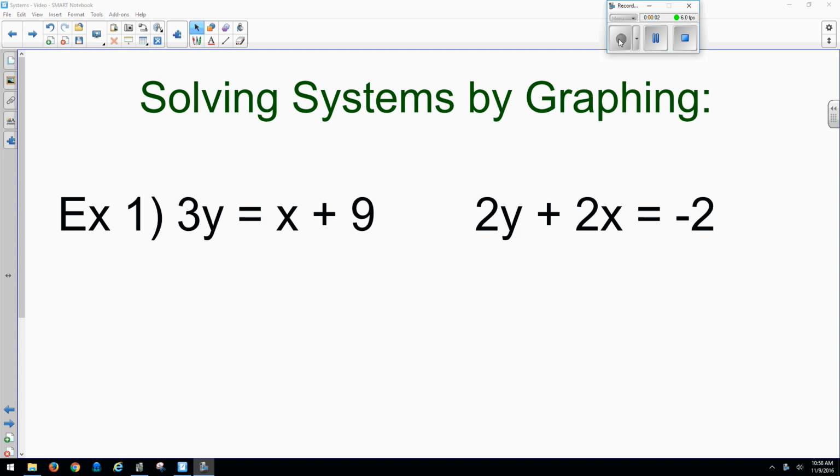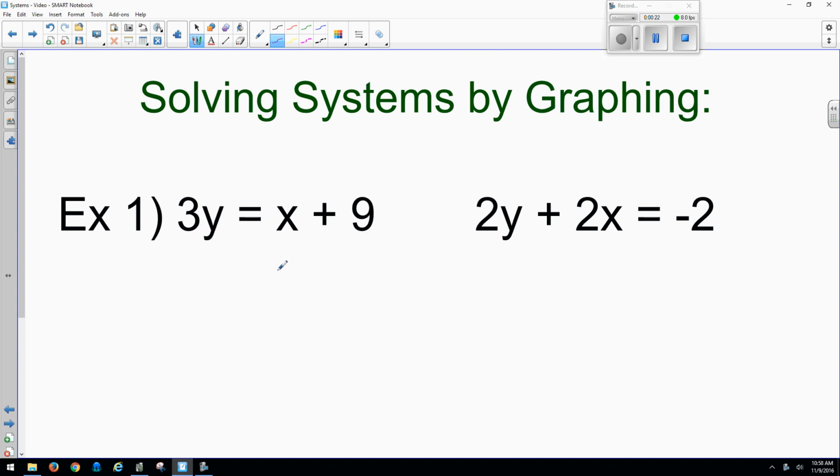Today we're going to talk about solving systems of equations, and we're going to do that by graphing today. As we see right here in number 1, we have two equations. We have to solve it. So it's important to understand what a solution of a system looks like. It's basically where the two equations intersect.